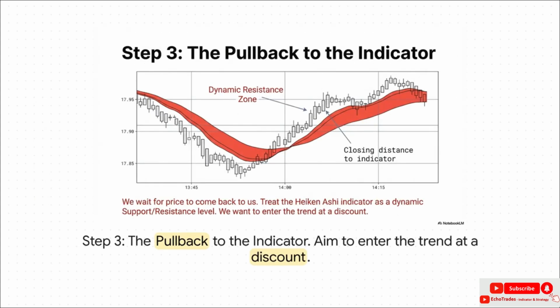Step 3 is all about that patience. We wait for the pullback. We're waiting for the actual price to come back up and meet our indicator. In this case, our Smoothed Heiken Ashi is acting like a dynamic zone of resistance. By just waiting for the price to come back to us, we're giving ourselves a chance to get back into that original downtrend at a much, much better price. We're getting in at a discount.